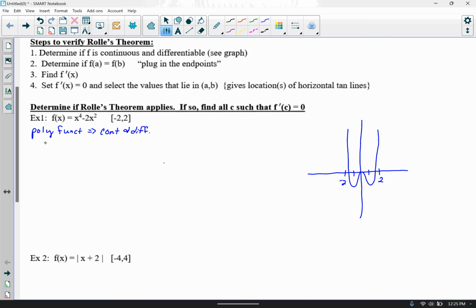Step 2 said we need to determine that f of a equals f of b. So here's your a and your b. So I need to find f of -2. That means go to your function. Everywhere you see an x, you're going to plug in -2.